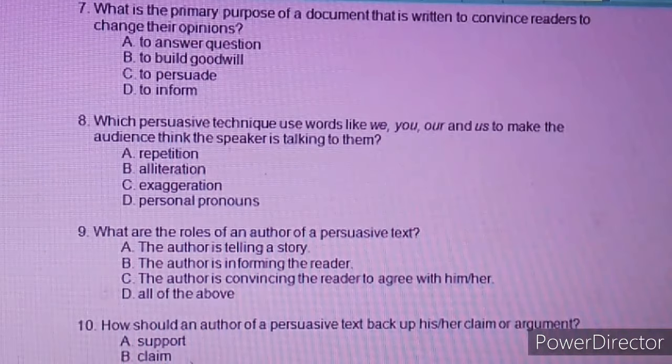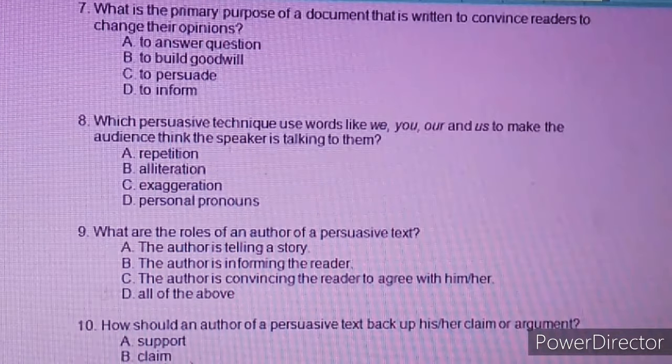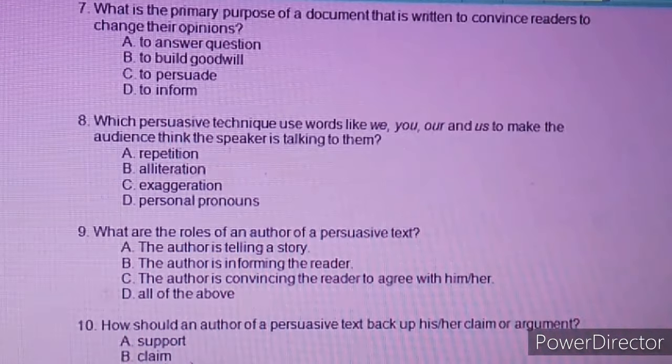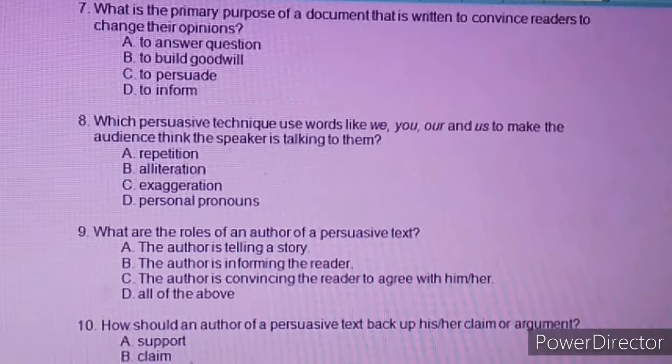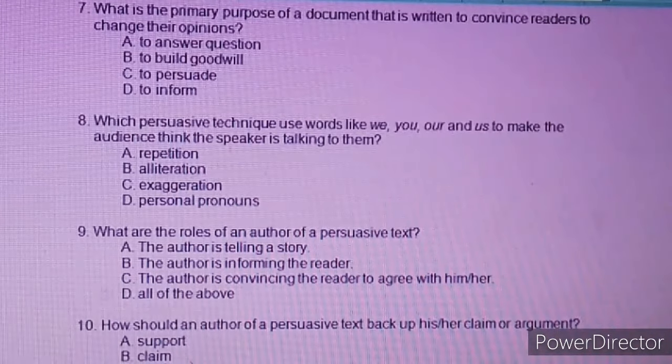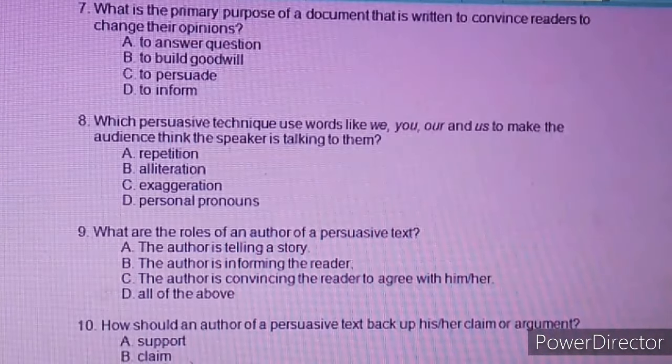What is the primary purpose of a document that is written to convince readers to change their opinions? A. To answer question. B. To build goodwill. C. To persuade. Or D. To inform. The correct answer for number 7 is letter C. To persuade. Next, let's move on to number 8.